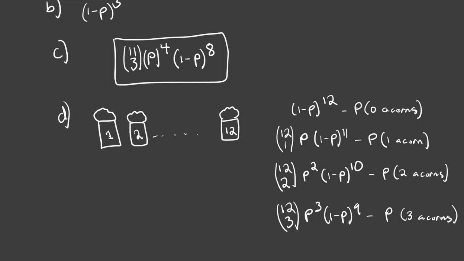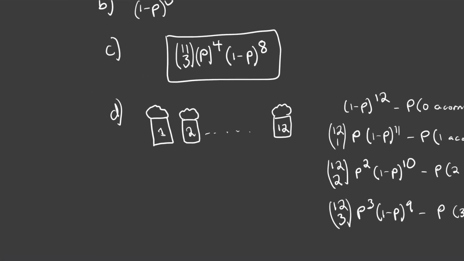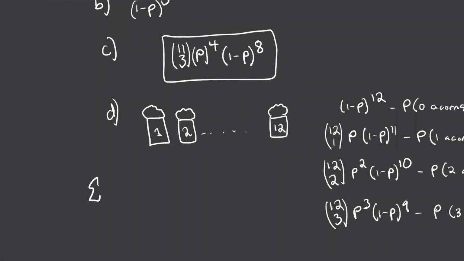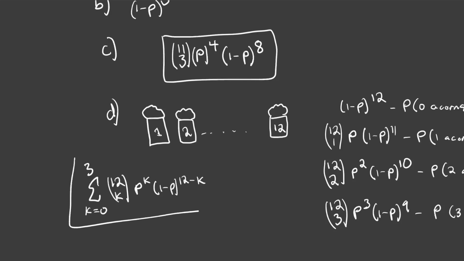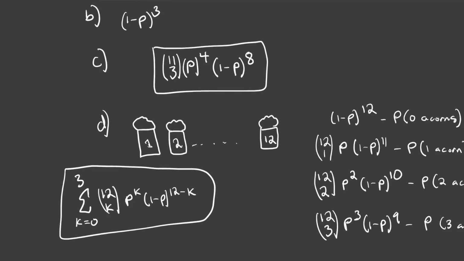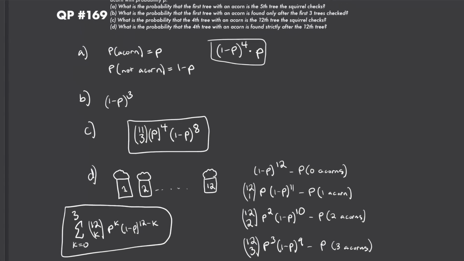And then the final answer to this question will just be when we sum all 4 of these different terms up, we can write it more simply in summation notation, right? I have my sum going from, let's say, k equals 0 all the way up to 3. I'm going to have 12, and I'm going to be choosing k, right? And then I'm going to have p, raise that to the power of k, and then I'm going to raise my 1 minus p to the power of 12 minus k, right? So this is just the sum of a bunch of binomials, and then this right here will be our final answer. So again, that's just the probability that the 4th acorn comes strictly after the 12th tree, which is what we were asked in part D.